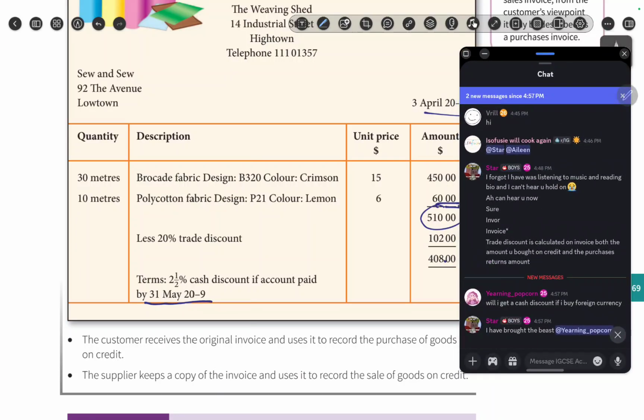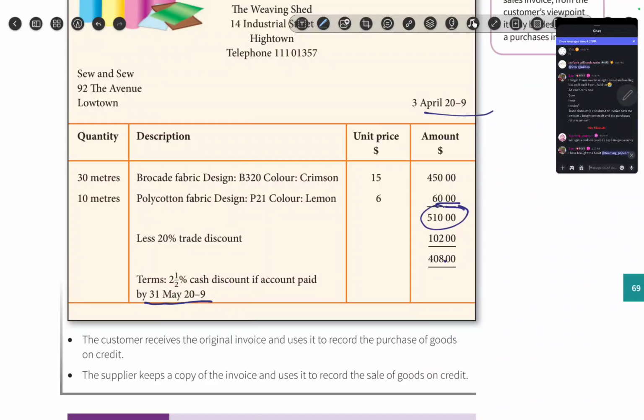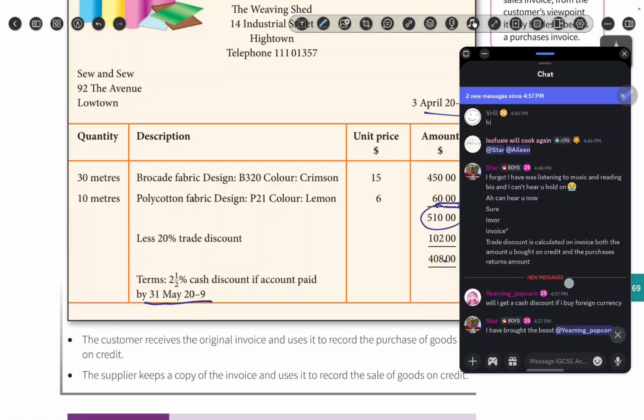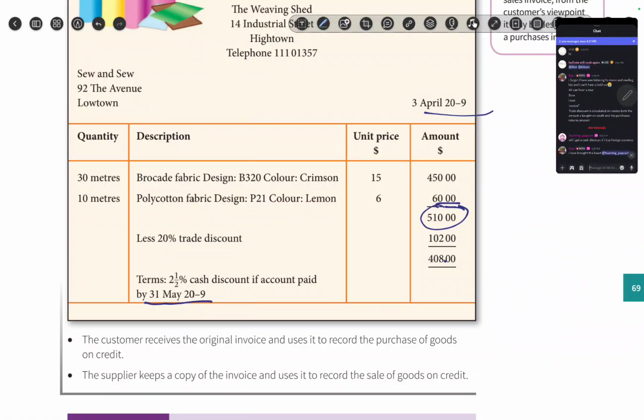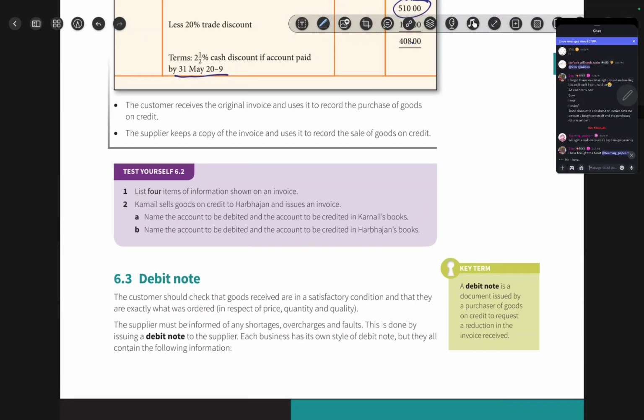408. What happened? Will I get cash discount if I buy foreign currency? Yeah, I won't say thanks for that, but whatever. I don't even know. You can try it. Maybe I just said it all depends on the supplier's mood, depends on the guy of money exchange, that kind of stuff.